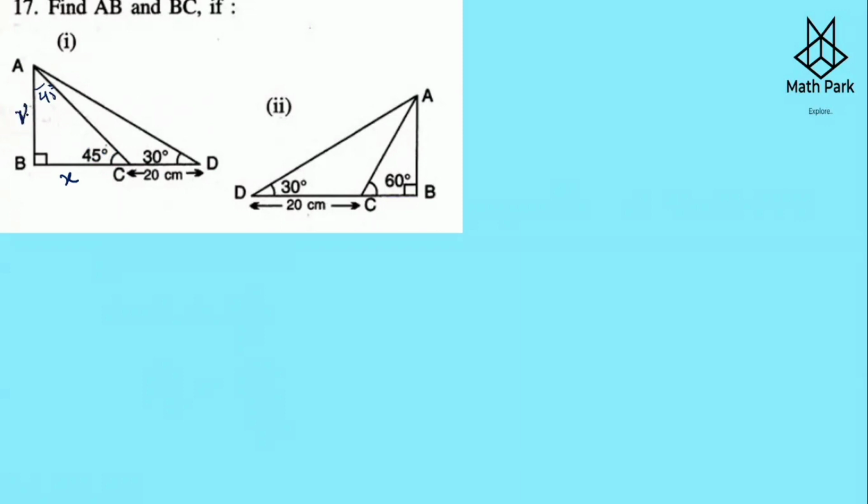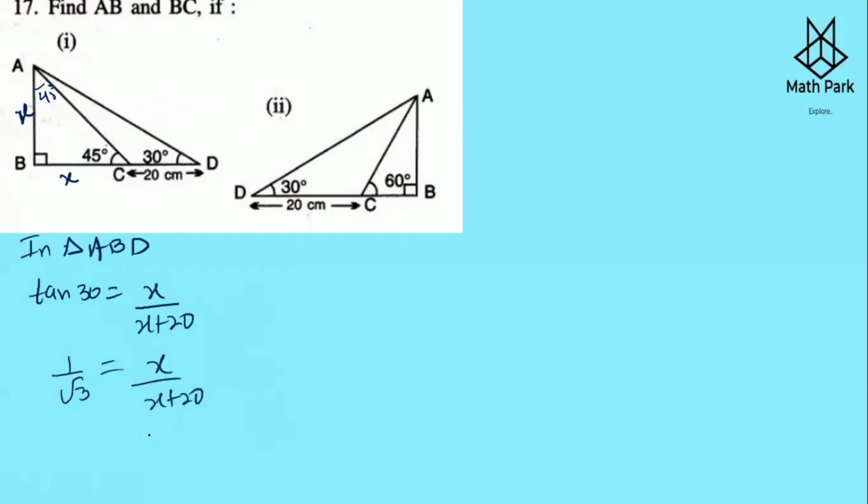So you get AB and BC both become X. And now we have to find BC, will be calculating later. First, let us use 30 degree. For 30 degree, opposite and adjacent. So opposite and adjacent in triangle ABD, now we have tan 30. Tan 30 is equal to opposite, which is X, upon adjacent, which is X plus 20. So tan 30 is 1 upon root 3, is equal to X upon X plus 20. So you get X plus 20 is equal to X root 3.